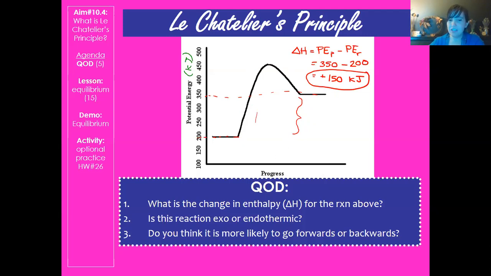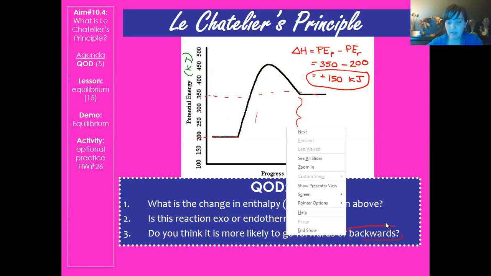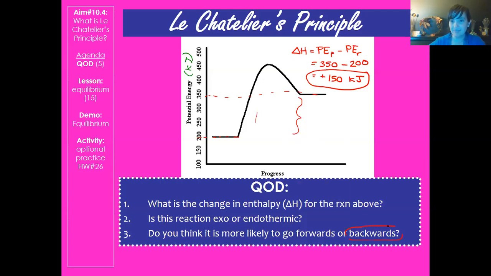So the third question, do you think it's more likely to go forwards or backwards? Well, if we look at the forwards reaction, we know it's endothermic. What if it were backwards? Then this would be potential energy of the reactants, this would be the activation energy, and this would be potential energy of the products. The backwards reaction is exothermic. And we know that it's more likely for an exothermic than an endothermic reaction to happen because it can make its own energy and keep itself going potentially. Whereas an endothermic reaction, you have to keep putting energy in to keep making it happen. So I would say the backwards reaction is more likely than the forwards reaction.